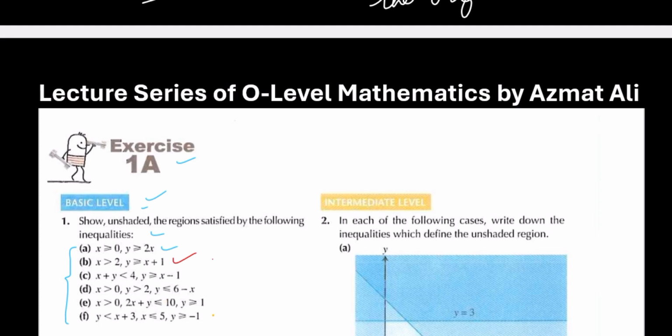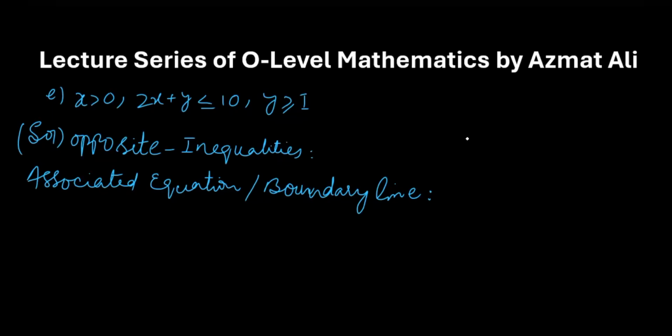Next we solve one more question. Suppose we solve a question in three variables that contains three inequalities. So let us discuss question number E part. Next we are discussing E part.